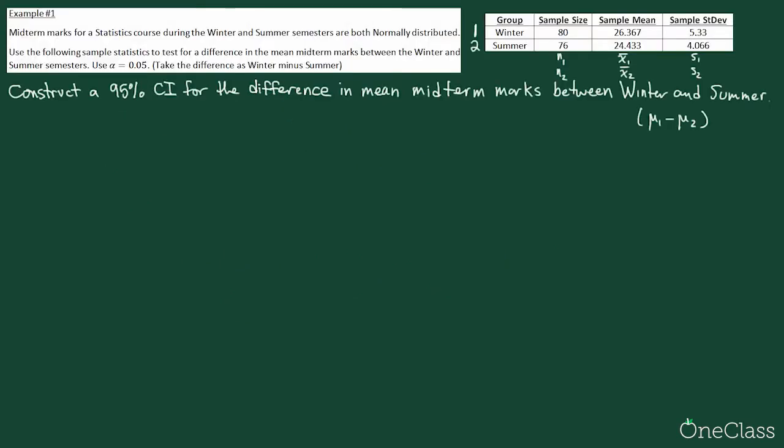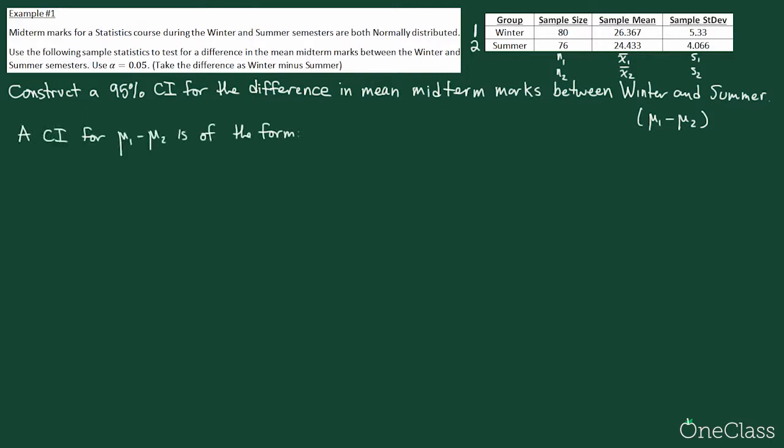Example number 1. Midterm marks for a statistics course during the winter and summer semesters are both normally distributed. Use the following sample statistics to test for a difference in the mean midterm marks between the winter and summer semesters. Use alpha 0.05 and take the difference as winter minus summer. Construct a 95% confidence interval for the difference in mean midterm marks between winter and summer.